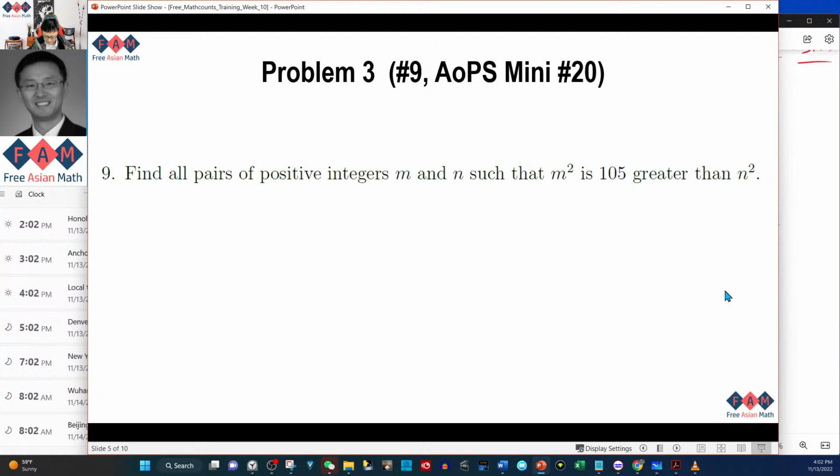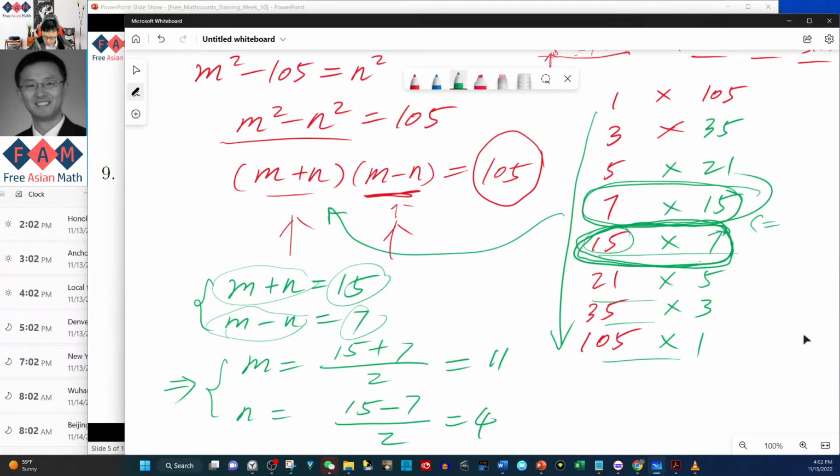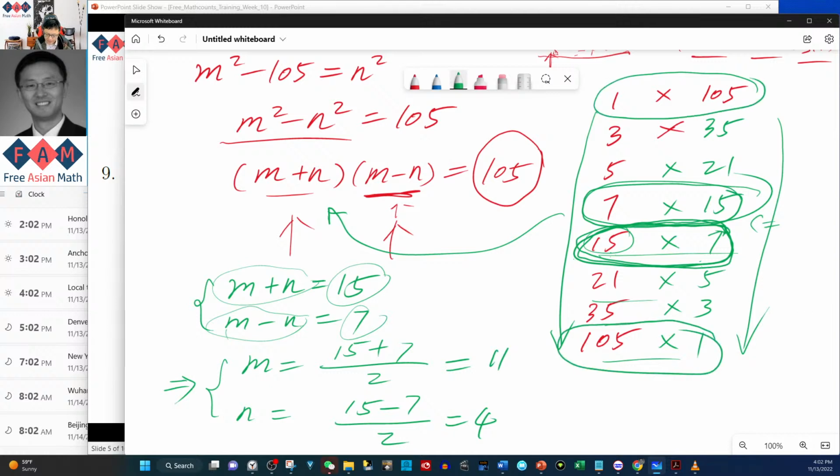But in this case, do we need to reverse the m and n? No, we cannot. We know m is larger than n. It's not like m and n can be reversed. We cannot. Therefore, although we have 8 pairs here, only 4 of them are actually unique. For example, 1 times 105 and 105 times 1 will give us essentially the same m and n.